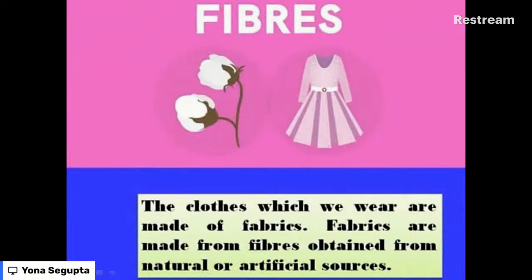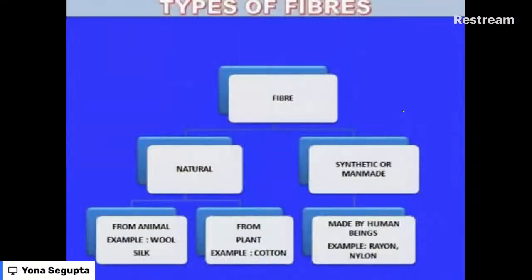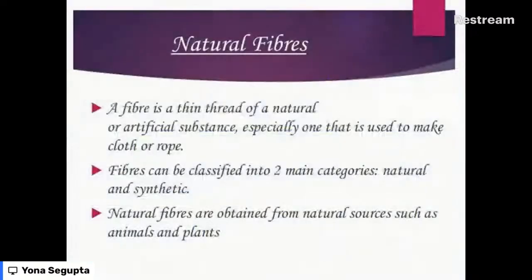The natural comes from two sources. The two sources are from an animal and from a plant. So from animal it can be wool or silk, and from plant it can be cotton. Now these are some examples. Now the synthetic fibers on the other hand are made by human beings. That is why these are called synthetic or man-made fibers, right?